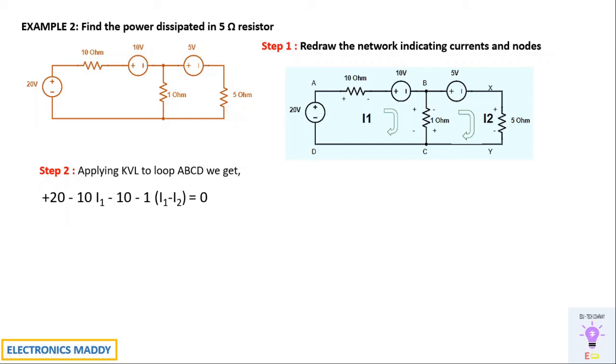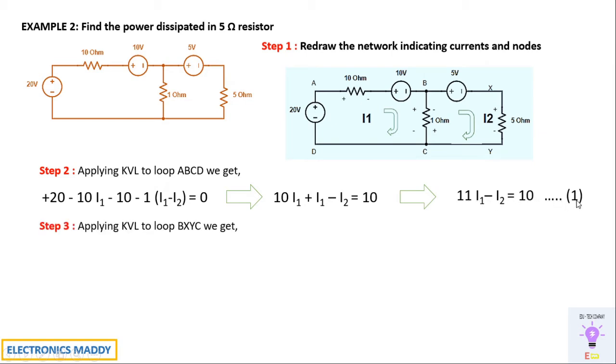Algebraic sum of EMFs in a loop is equal to 0, or the sum of EMFs is equal to the voltage drop across each of the resistive elements that are there. So once this is done, our next step is to simplify this as far as possible. We will arrive at an equation like 11I1 minus I2 is equal to 10. This is equation 1. Our next step is to apply KVL to B, X, Y, C.